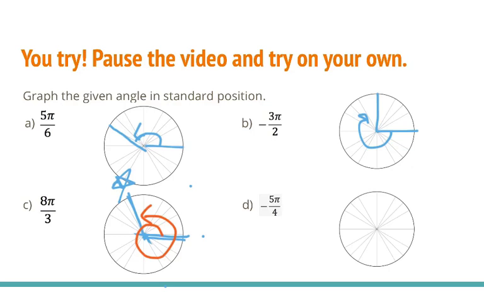Alright, and last one is I want to go negative 5 pi over 4. So divide it into 4 equal pieces, both the top and bottom half, and count. So negative 1, 2, 3, 4, negative 5 would be right here, and just mark it in showing that we had to go this way.